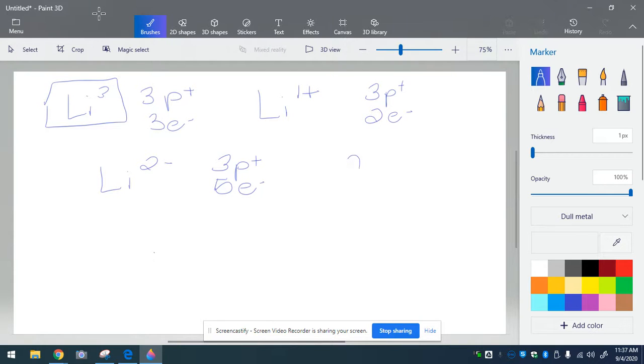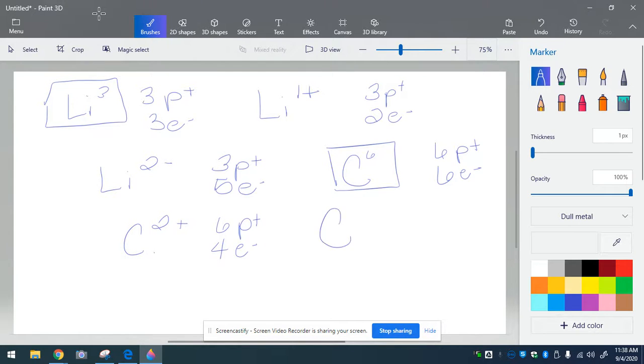Okay, so let's do carbon. So carbon is atomic number 6. Okay, so if we look at carbon, we know that a regular atom of carbon has 6 protons and 6 electrons. Okay, but if I have a carbon 2 plus, I have a carbon ion that has lost 2 electrons. It has 2 more positives than it has negatives. Protons don't change, so this one has 6 protons, but it only has 4 electrons.